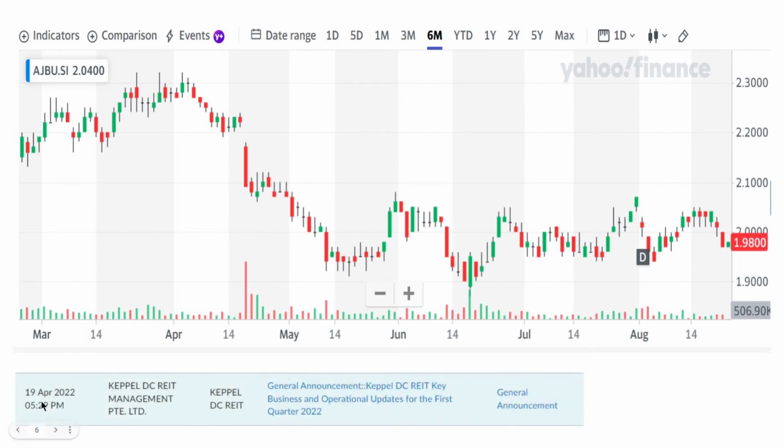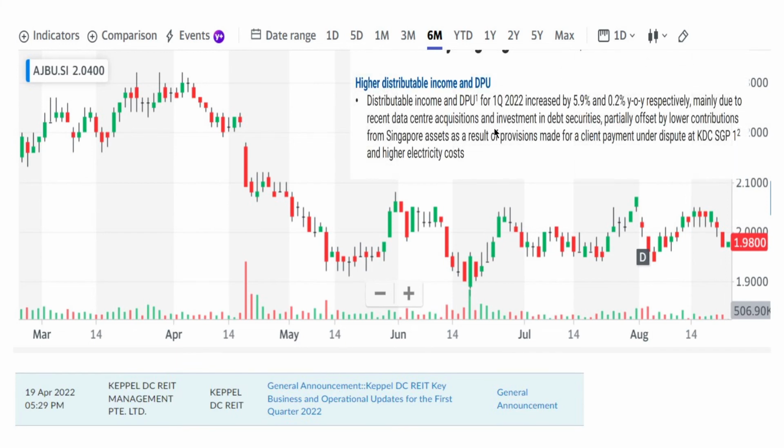So the results were released on the 19th of April. So you can see upon the release of the results, there was a big volume and a big gap down in the share price, and this is a big red bar, right? Indicating that there was a big gap down, a sell-off, accompanied by strong volumes. So I guess a bunch of guys were quite disappointed with the results. And over here, it was because of the DPU being flat year on year.